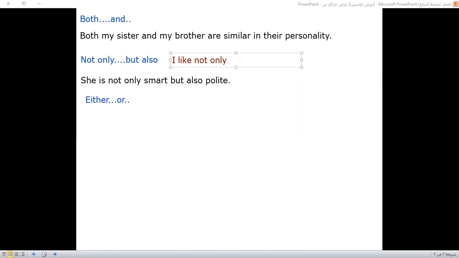I like not only strawberries, but also bananas. Very good. Thank you, Rimas. So that means if you have the question in the exam as an essay question, you can answer that. Very good.